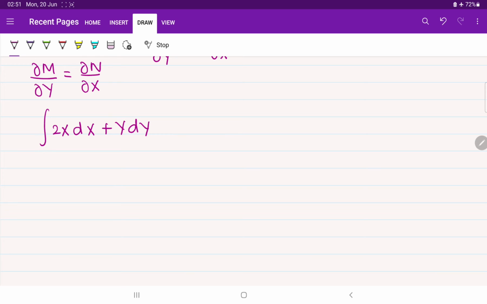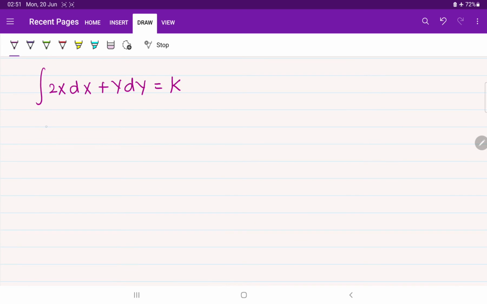Now take the integration, and while taking the integration, always one constant will be added. Add that constant on the right hand side. On the left hand side you will have this total equation, and on the right hand side you have to add the constant, don't forget that. After that, you can break the integration up: integrate x separately and y separately.